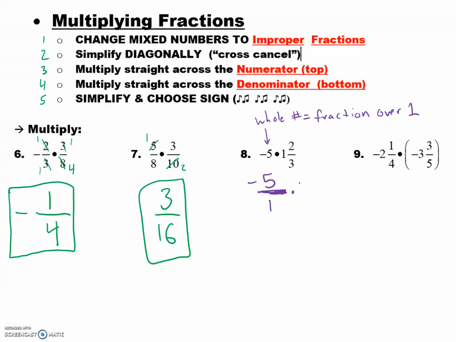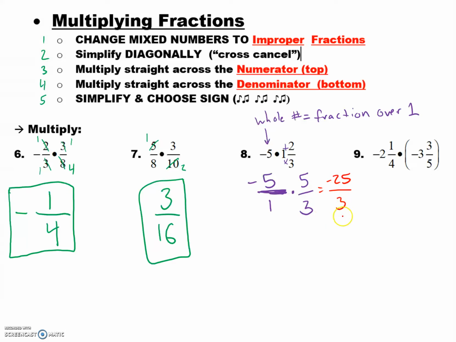And we need to convert 1 2/3 to an improper fraction. So 3 times 1 is 3, plus 2 is 5. So we get 5 thirds. So now we take a look. We see negative 5 times 5. We're multiplying straight across the numerator. Negative 5 times 5 is negative 25. 1 times 3 is 3.